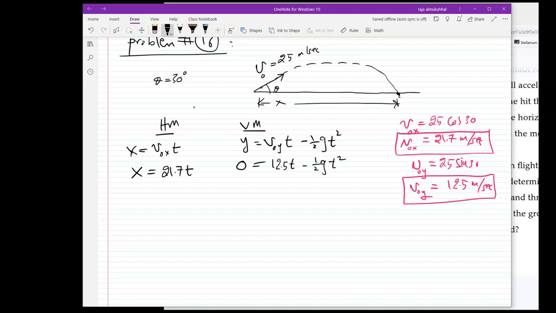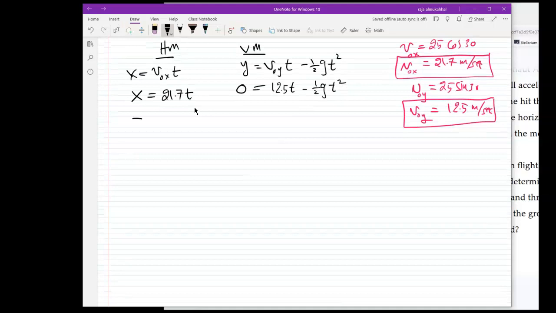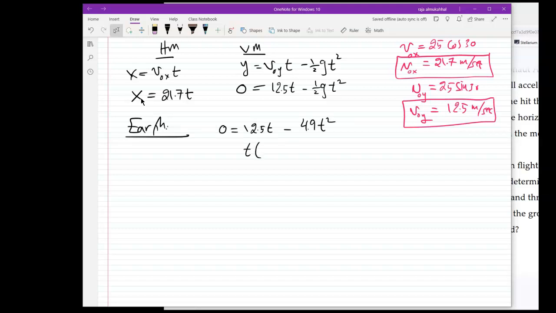Now let's begin with the Earth and then they'll apply to the Moon. So let's start with the Earth. I'm going to use the second equation right here, the vertical motion. So it's going to be 0 equals 12.5 t minus 4.9 t squared. Is that right? Take t as a common factor. So I have 12.5 minus 4.9 t equals 0. Oops, not t squared, t. And then we solve for it. I hope you know how to do the math. That's the easy part. Divided by 4.9. And there we go. That will give me the time of flight on Earth.